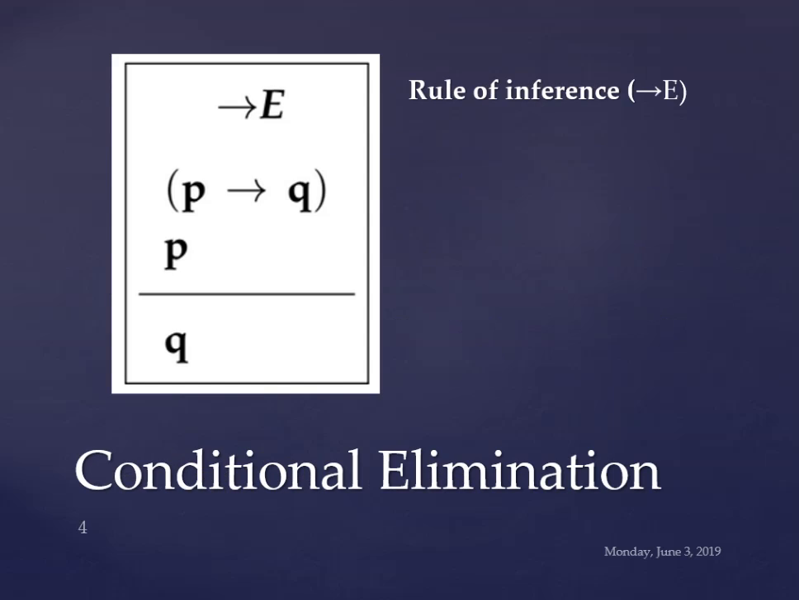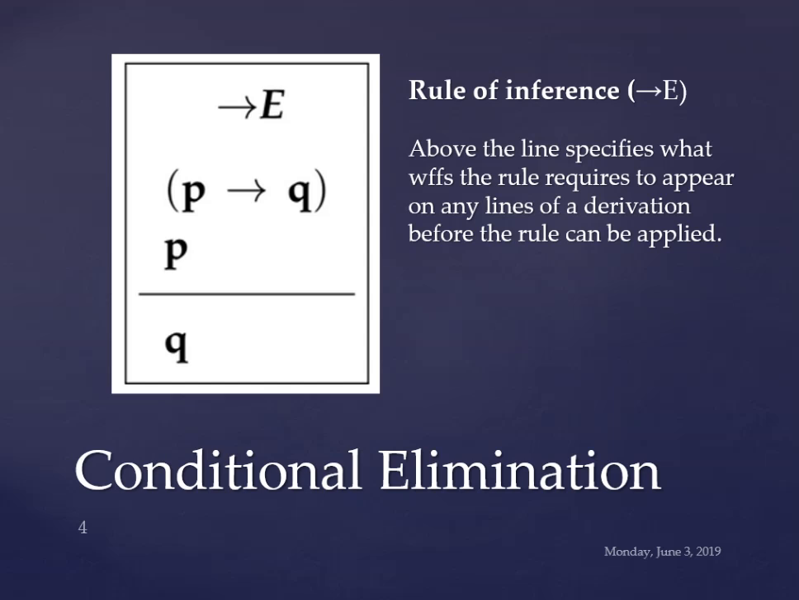Now, if you remember, I introduced you to this picture. These are all throughout the textbook that you're going to be reading, and these are the pictorial representations of the rules of inference. The way to read these is to think of the line as dividing the inputs from the outputs. In this rule, what's above the line specifies the formulas that you need to appear on any of the lines of a derivation before the rule can be applied.